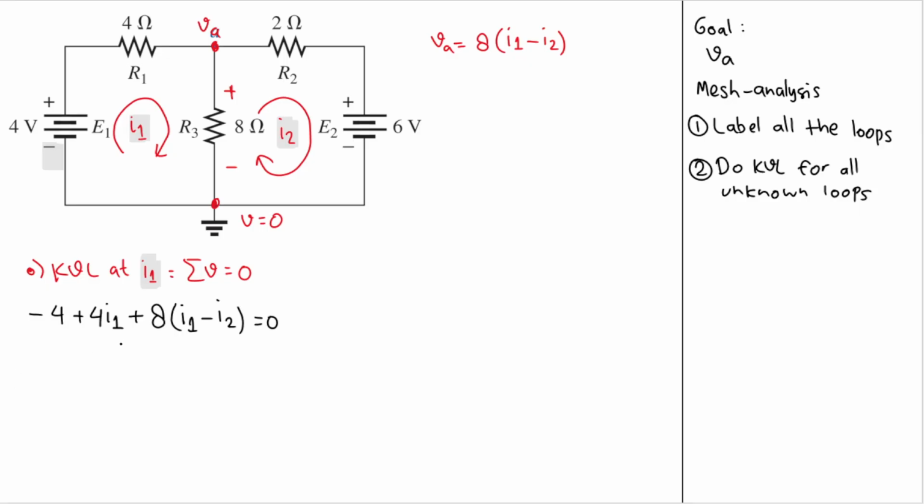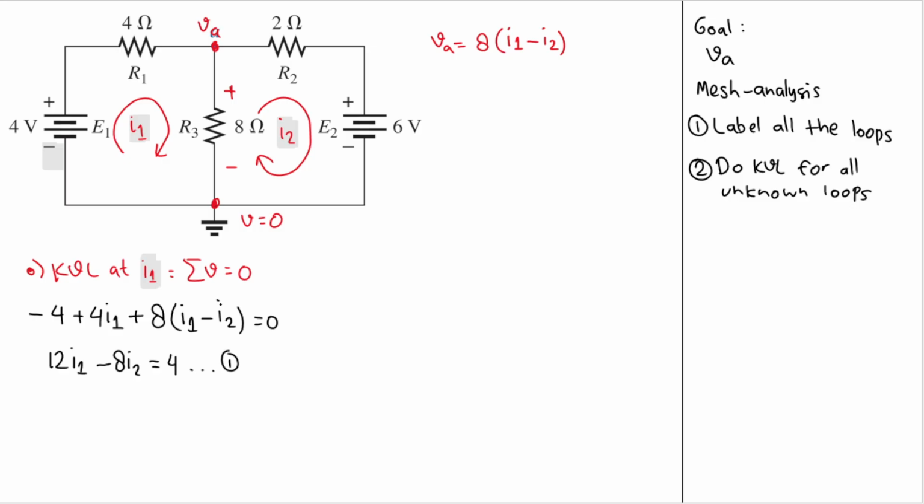We can simplify things here, right? I1 only comes from this and that, so I will have 4 plus 8, that will be 12 I1. And then I2 only comes from this place, so I will have minus 8 I2. Good, minus 4, let's move it to the right-hand side, so I will have 4 here. I think there is nothing more that we can do from here. Let's save this as equation number 1.